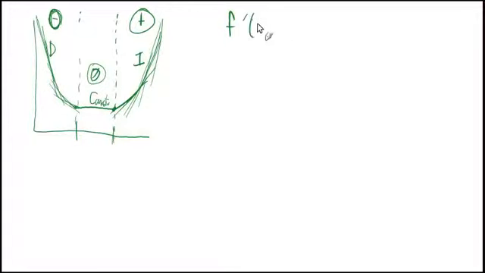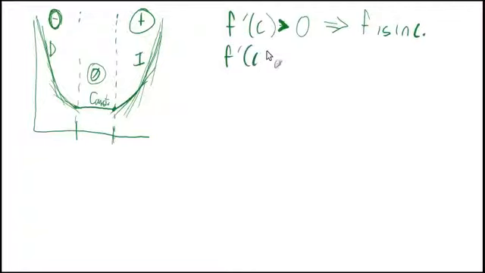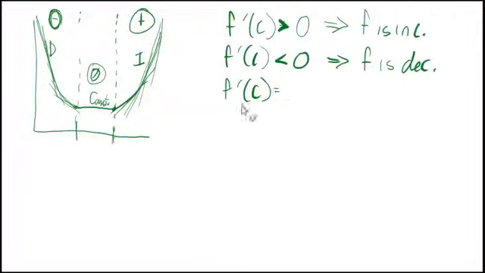If f prime of some c is greater than 0, then it is implied that f is increasing. If f prime of c is less than 0, it's negative, that would mean that f is decreasing. And if f prime of c, the derivative at some point, is equal to 0, that would imply that f is constant. Isn't that cool? Okay. But that's not completely the first derivative test.